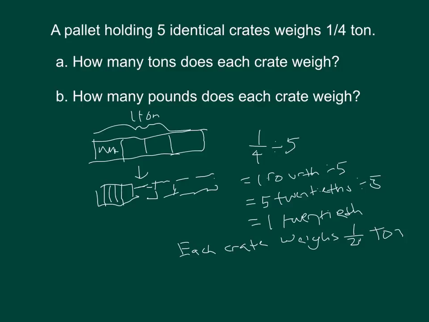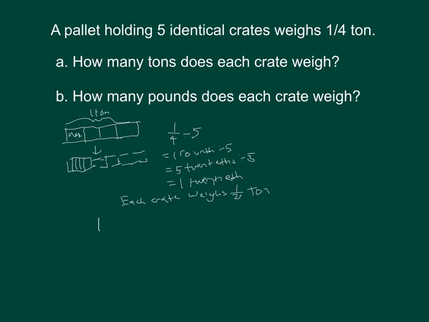For B, how many pounds does each crate weigh? 1/20 of a ton is equal to 1/20 times 1 ton. 1 ton is 2,000 pounds. So that's 1/20 times 2,000 pounds. I can cancel the 20, cancel the 2,000. 2,000 becomes 100, and 20 becomes 1. So each crate weighs 100 pounds.